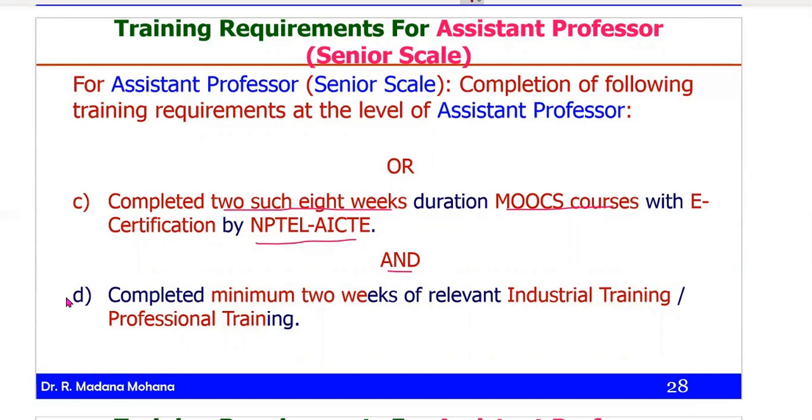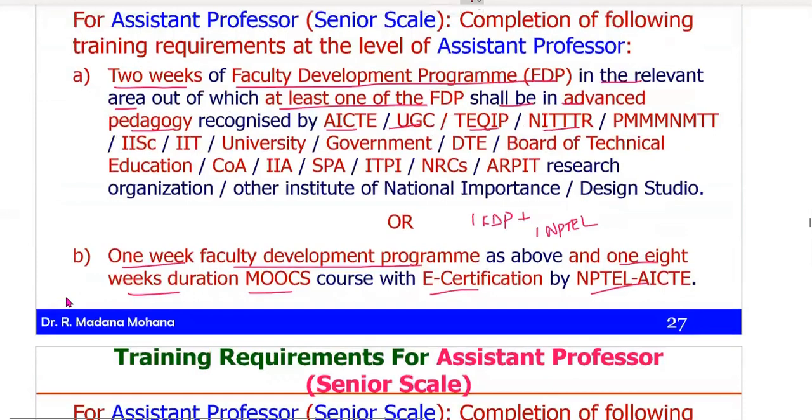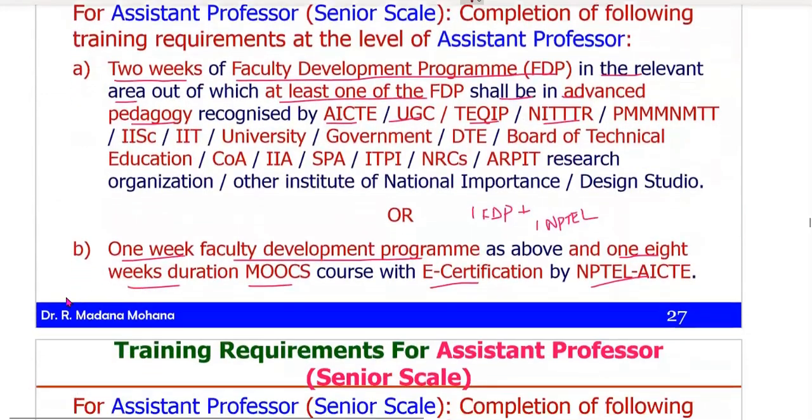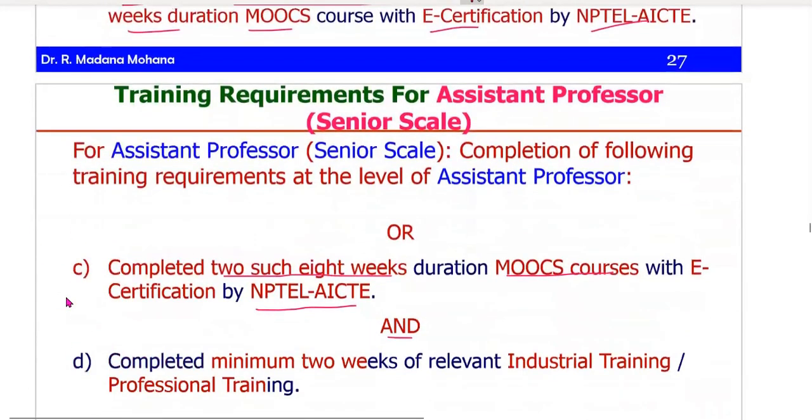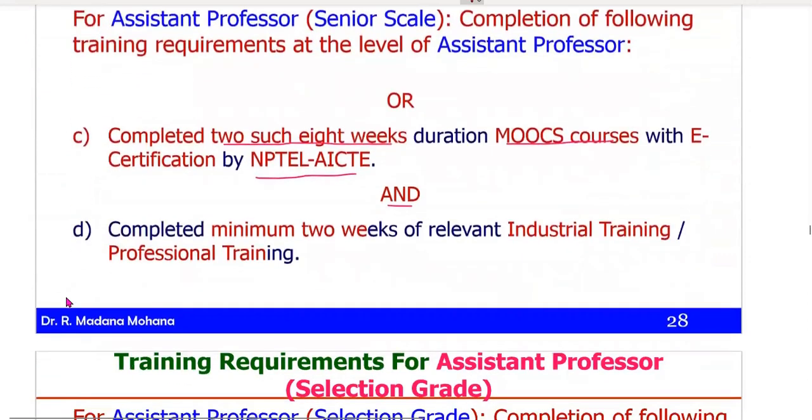So in C you have 3 categories, A, B, C, and a minimum of one condition needs to be satisfied. Then D is compulsory: completed minimum 2 weeks of relevant industrial training or professional training. So this is common. First, any one of ABC needs to be satisfied. Then this is common: completed minimum 2 weeks of relevant industrial training or professional training.